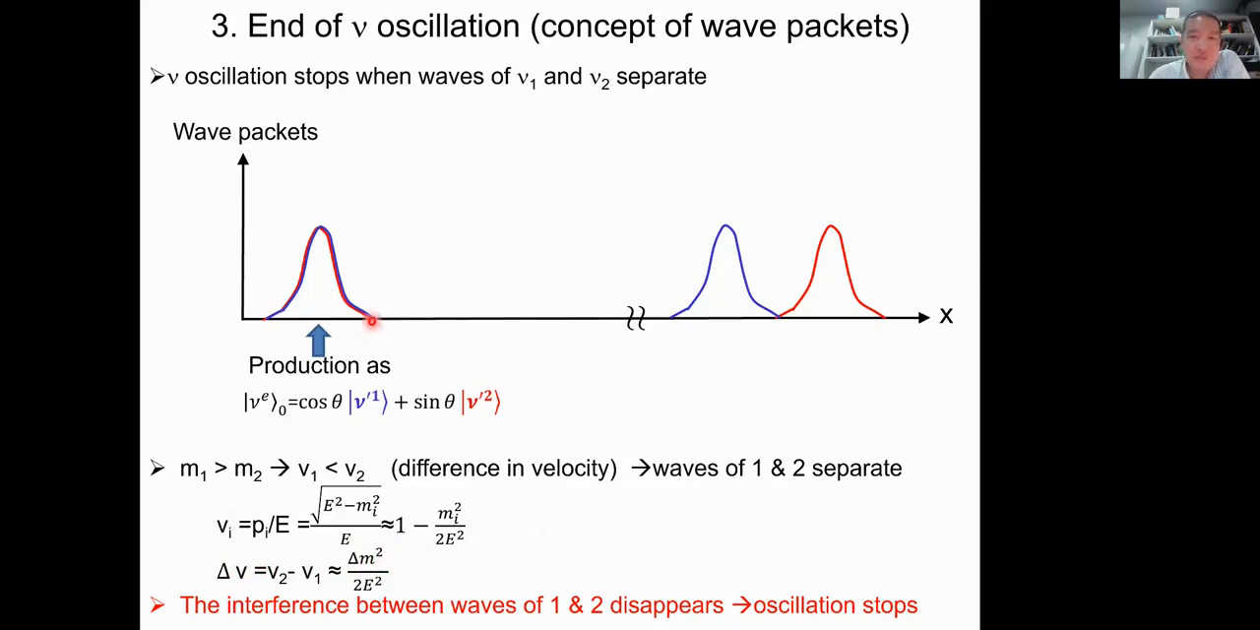So, after some long propagation, the centers of the wave packets for different eigenstates are separated. When the wave packets separate, then oscillation stops. That is because neutrino oscillation in flavor change probabilities is caused by the interference between waves of eigenstates 1 and 2. So if wave packets separate, interference doesn't occur. And these mass eigenstates 1 and 2 are independent of each other. So there is no oscillation in flavor change probability.